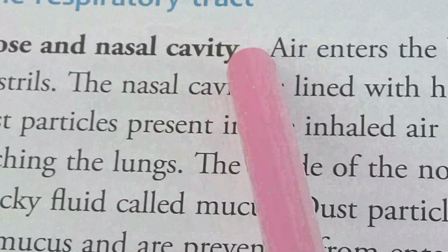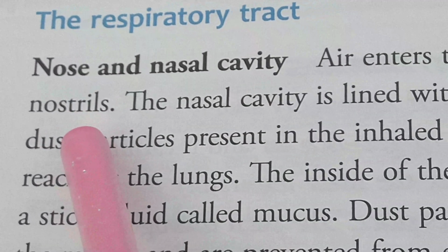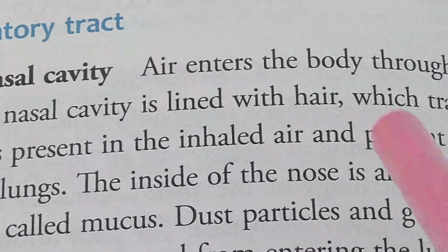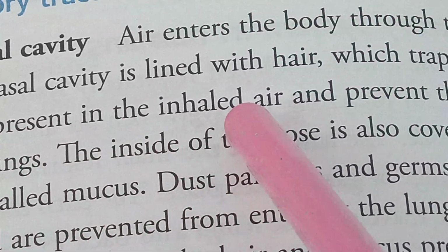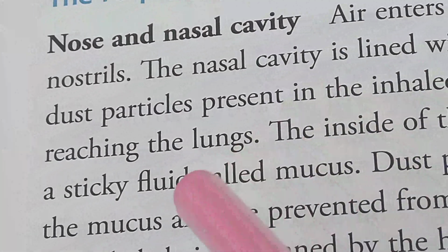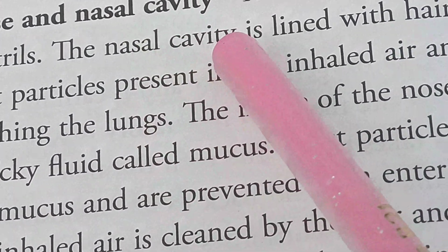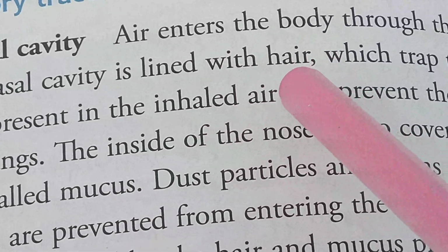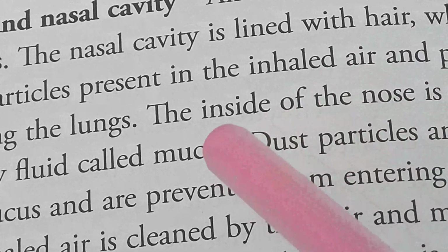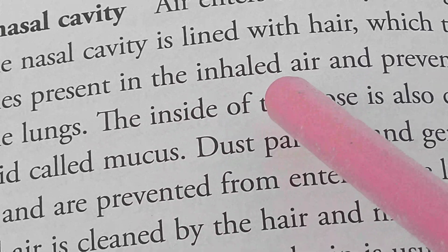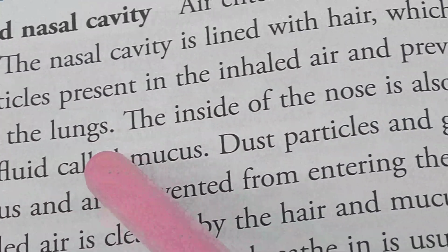Nose and nasal cavity. Air enters the body through the nostrils. The nasal cavity is lined with hair which trap the fine dust particles present in the inhaled air and prevent them from reaching the lungs. So what is the function of the nasal cavity? Basically, the nasal cavity is lined with tiny hair which trap the dust particles present in the inhaled air and prevent them from reaching the lungs.